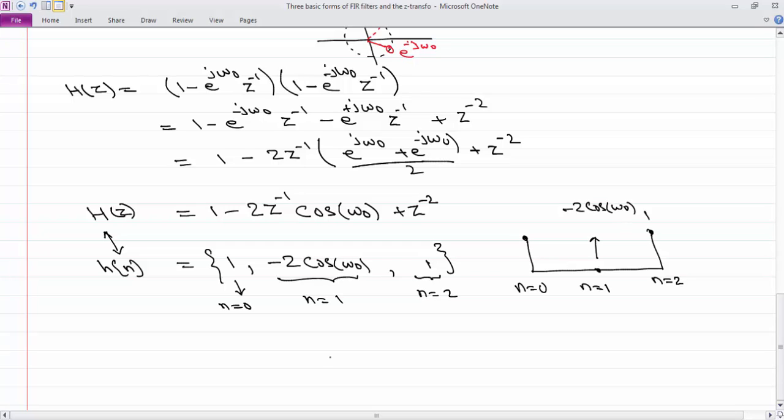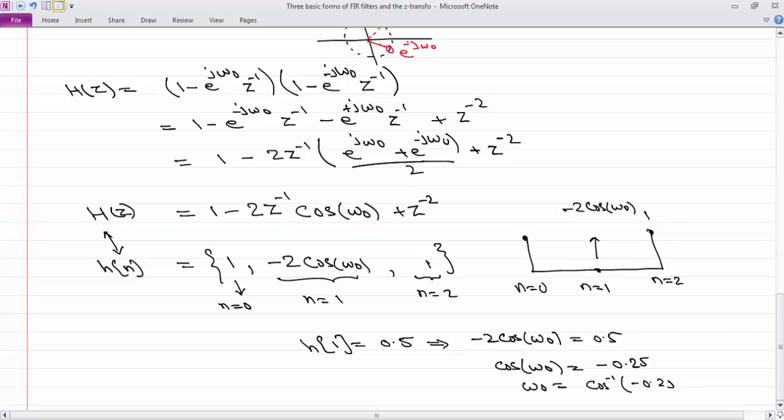Okay. For example, if someone said that h of 1 is equal to, let's say, 0.5, well, from this you can calculate where the notch will be. Right? So you are saying minus 2 cosine of omega naught equal to 0.5. And so cosine of omega naught is minus 0.25. And then you just simply take the inverse cosine. So omega naught is arccosine of minus 0.25. Okay? And you figure out where your notch will be.